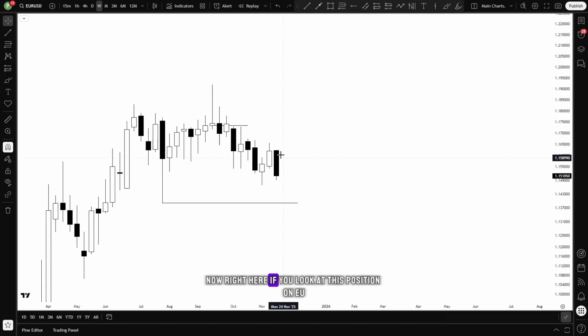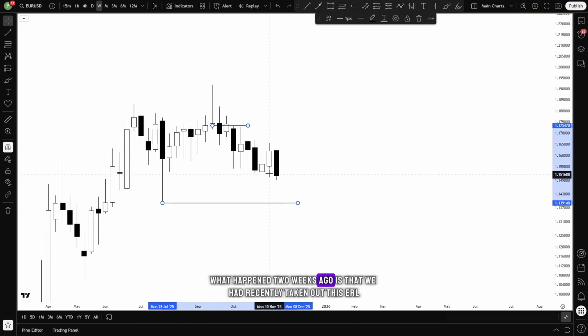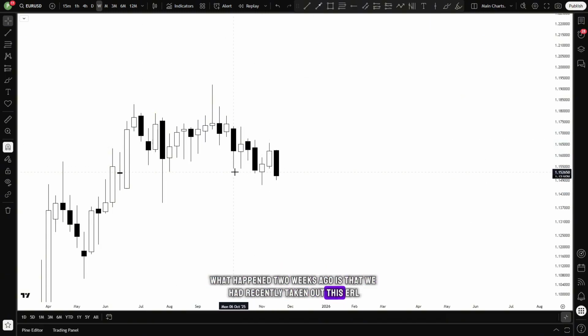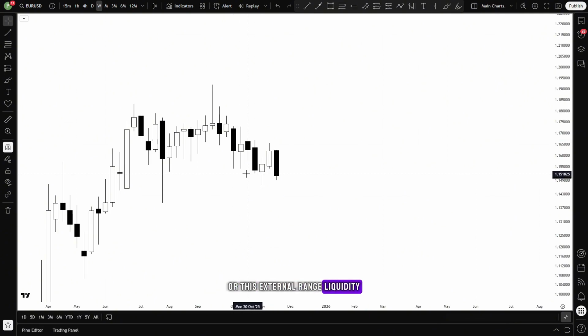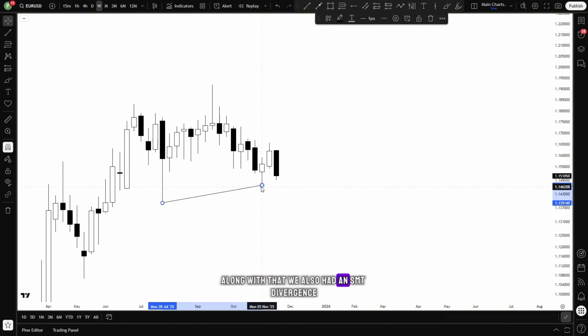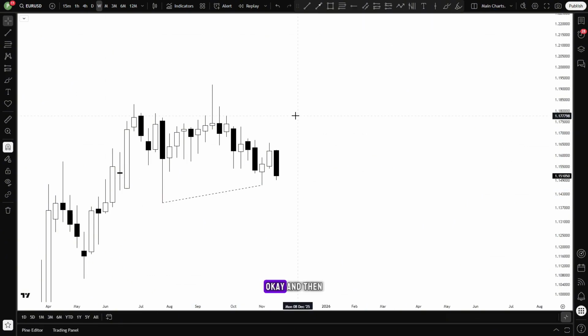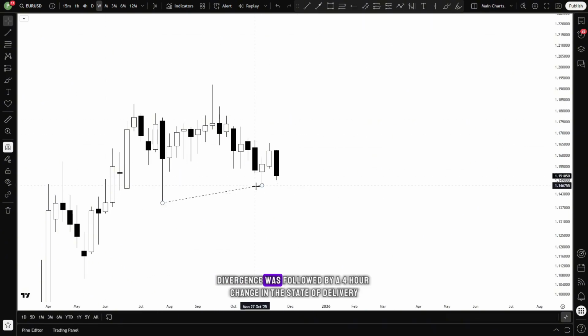Now right here, if we look at this price action on EU, you can see that 2 weeks ago, we had the exact same sequence playing out. What happened 2 weeks ago is that we had recently taken out this ERL, or this external range liquidity. Along with that, we also had an SMT divergence. Okay, and then this SMT divergence was followed by a 4-hour change in the state of delivery. We had a lower time frame CSD after having this SMT divergence.